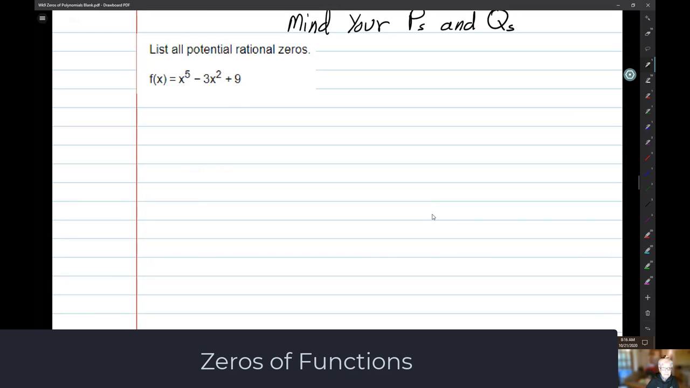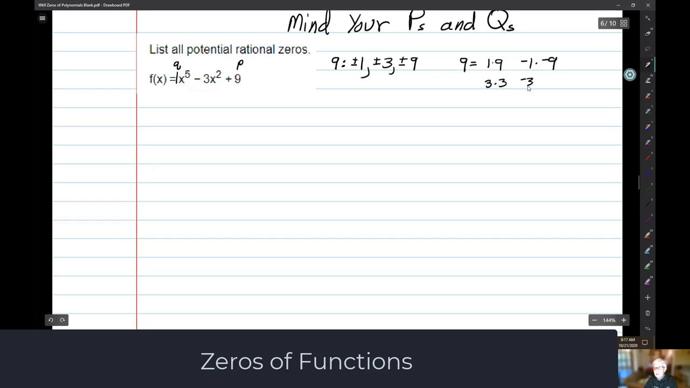And here's how you do it. You label the constant at the end as p, and you label the leading coefficient as q. Then you factor p into all of its integer factors, and you factor q into all of its integer factors. So 9 can be factored into plus or minus 1, plus or minus 3, and plus or minus 9. Because all the possible factor pairs of 9 would be 1 times 9, or negative 1 times negative 9. 2 won't go into it evenly, 3 will though. 3 times 3, or negative 3 times negative 3.